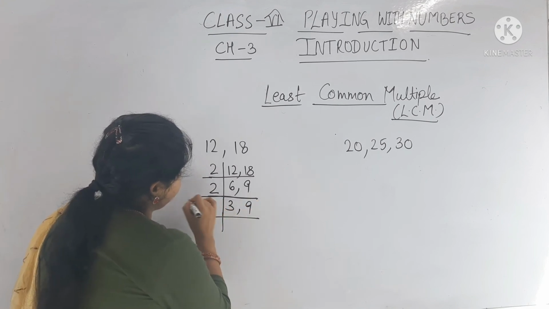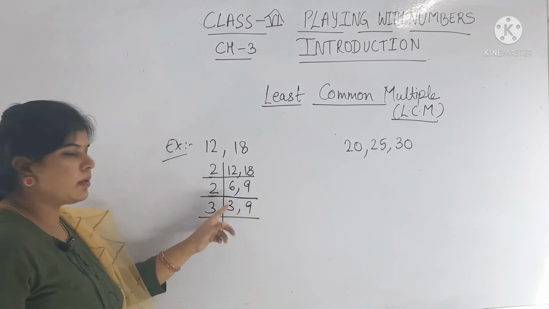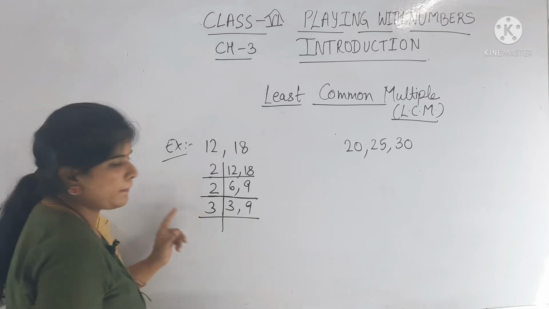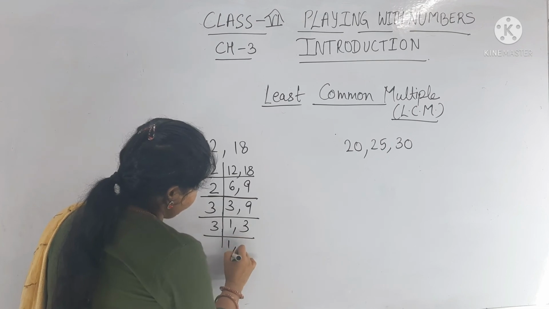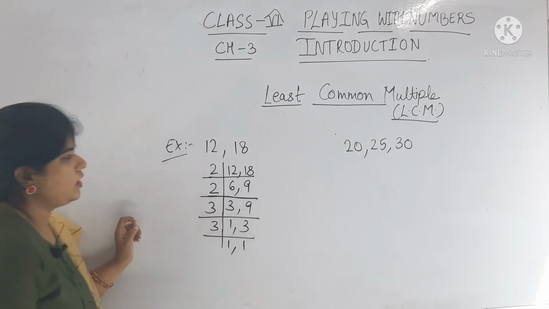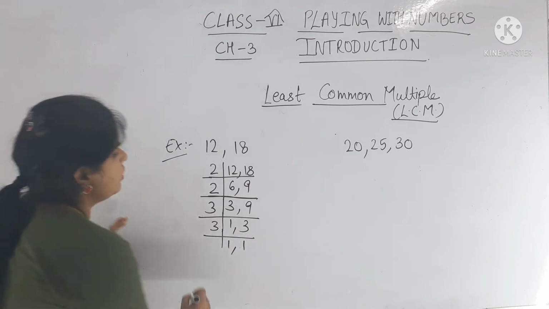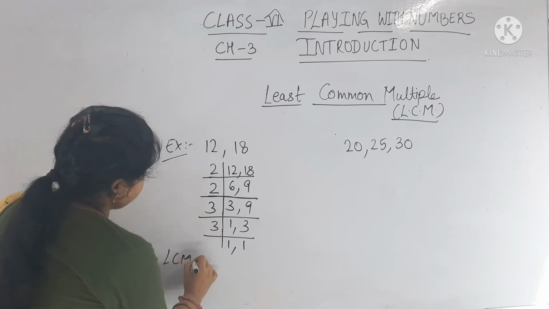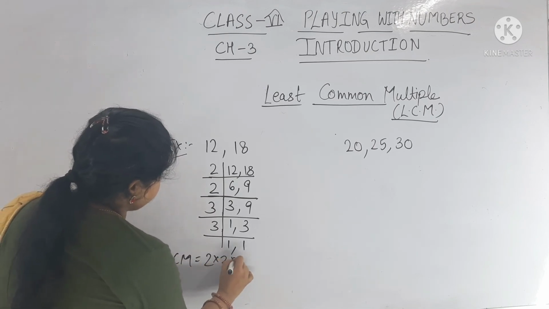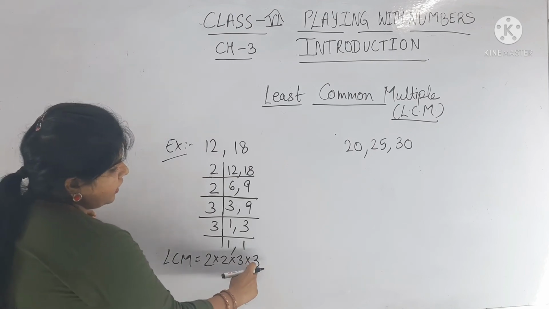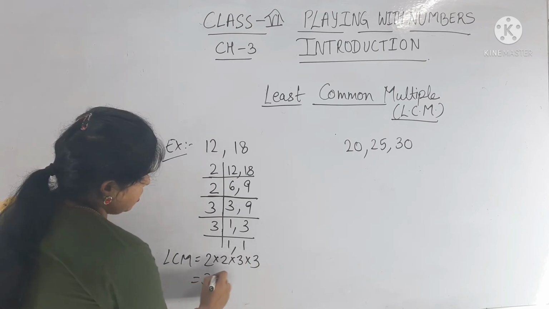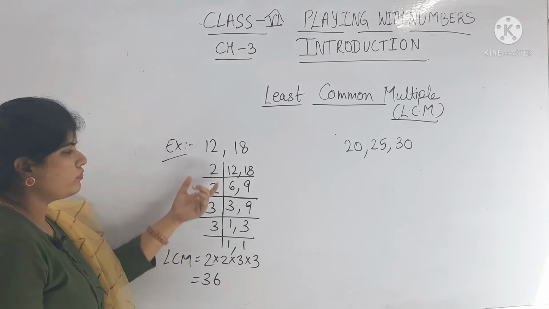Now come to 3. 3 and 9 are not divisible by 2, so come to 3. 3 ones are 3, 3 3s are 9. Now 3 ones are 3. Like this you have to solve the LCM part. So LCM is equal to 2 into 2 into 3 into 3. 2 2s are 4, 4 3s are 12, and 12 3s are 36. 36 is your LCM of this part.